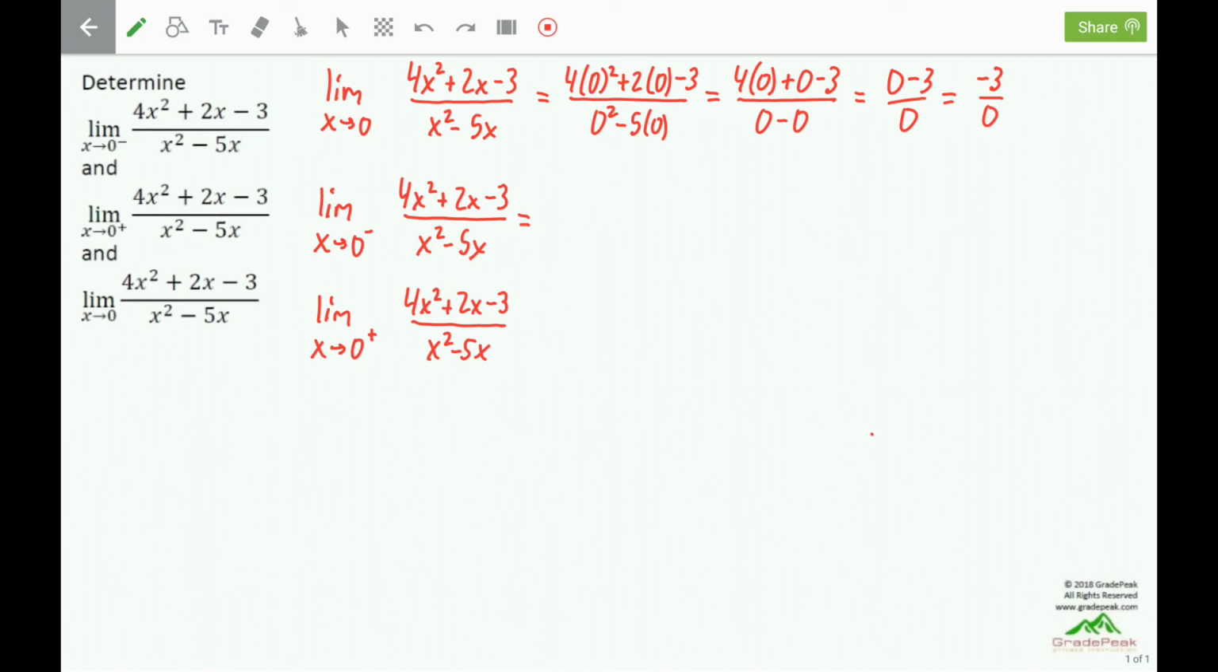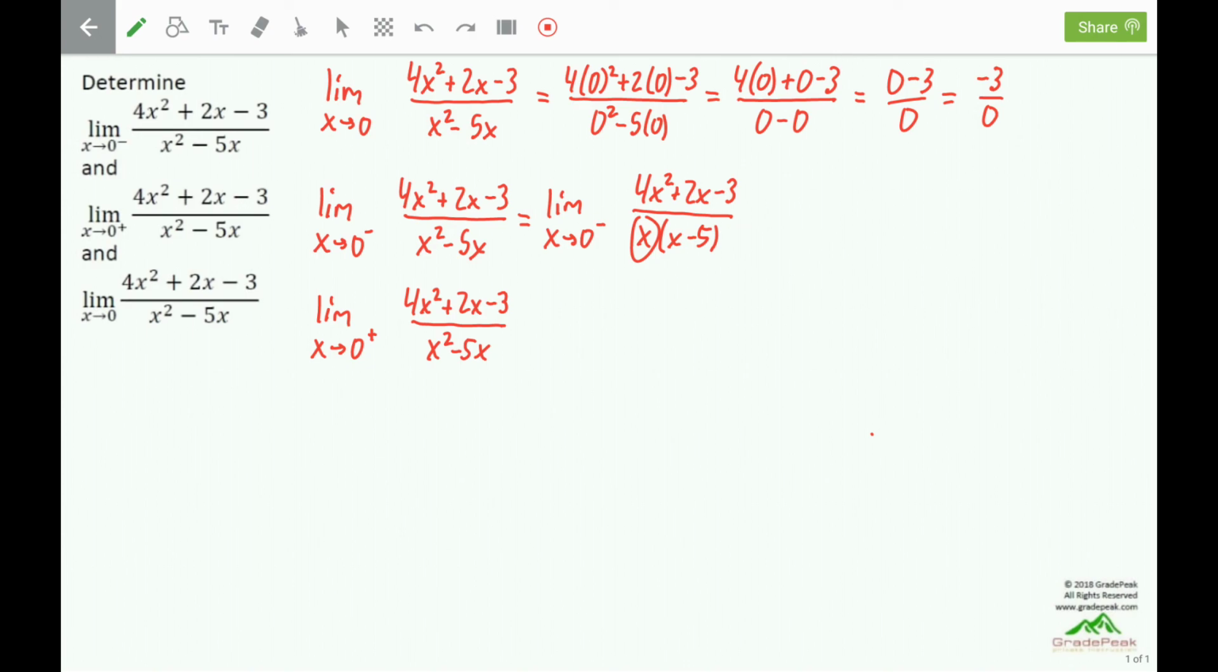The first thing to do is to factor the denominator so we can see the factor that is making the 0 in the denominator. The numerator can be left alone. The denominator has a common factor of x, leaving x minus 5. The factor that's making 0 as x approaches 0 is the x.